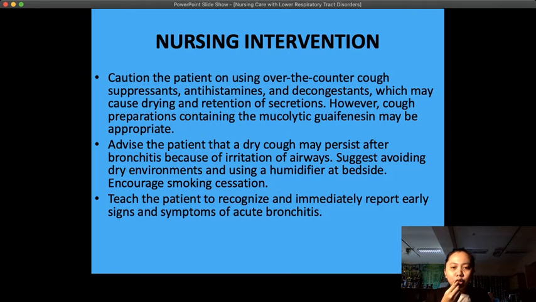However, cough preparations containing the mucolytic guaifenesin may be appropriate. Okay? But instead of relieving, it may worsen. So advise the patient that a dry cough may persist after bronchitis because of irritation of airways. Suggest avoiding dry environments and using a humidifier at bedside, and then encourage smoking cessation. Teach the patient to recognize and immediately report any signs and symptoms of acute bronchitis.